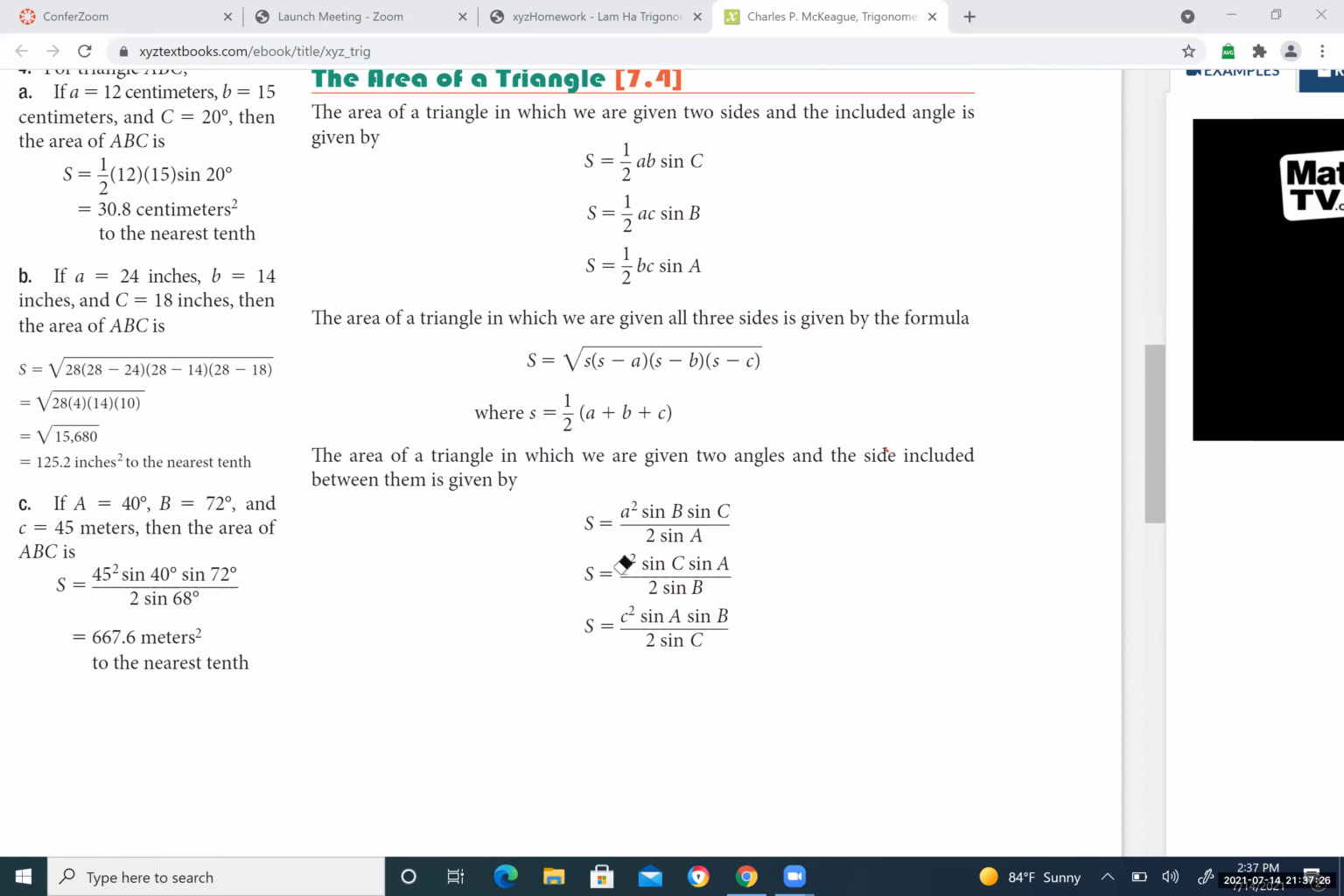We have three alternative formulas. We have S equal to a squared times sine b times sine of c divided by 2 times sine of a. If they provide you all three angles, then you use this. If not, then just, you can print it out. If the test has this question, you can print all this out and look at the formulas. I don't mind. All right, so let's watch the video together.